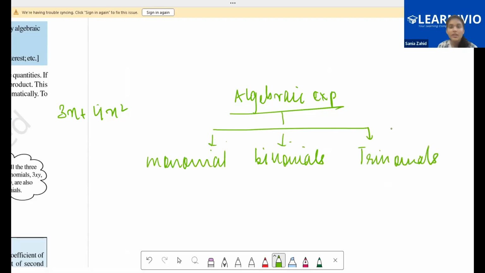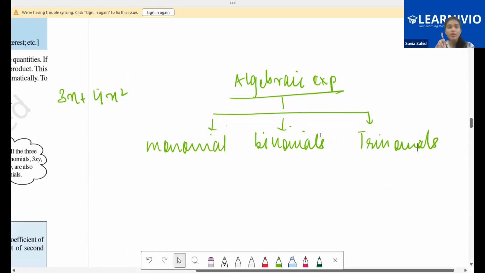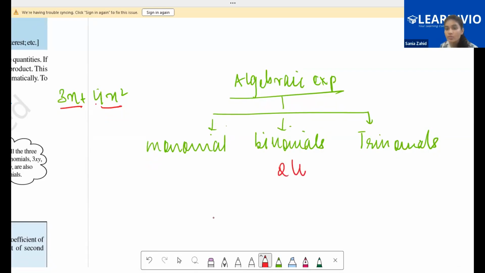So listen very carefully. The algebraic expressions having only one term, that means just one term. Over here you have how many terms? There are how many terms? 2 terms. Yeah, there are a total of 2 terms. So this is a binomial. So a binomial will have 2 terms.